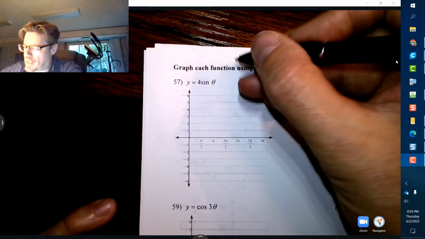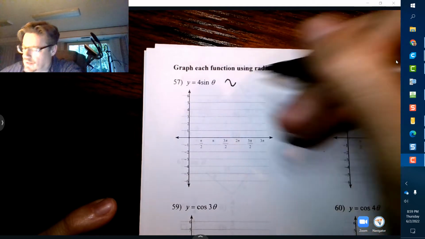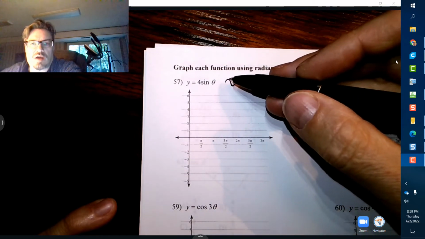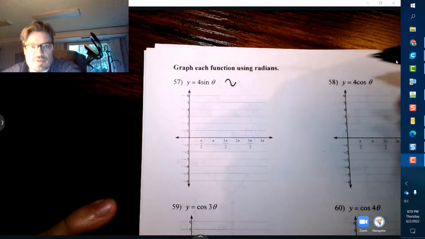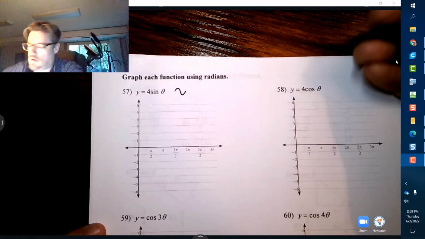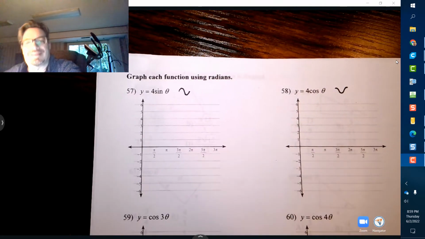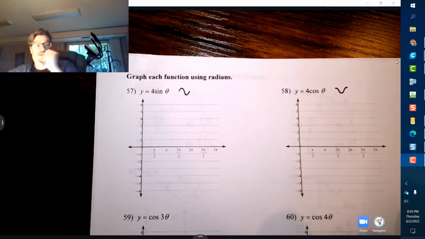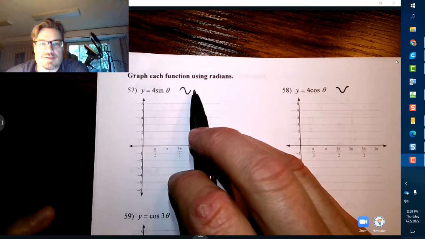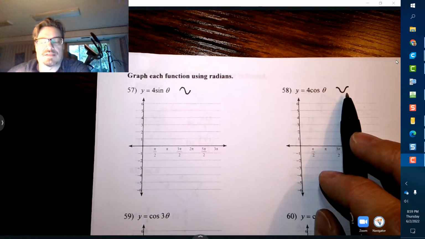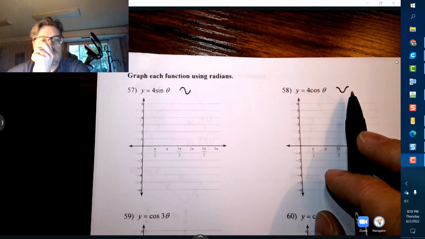So remember, sine looks like this. It starts in the middle, goes up, comes down, and then goes back to the middle. Cosine over here is similar, but it starts at the top and then ends at the top. That's its cycle, and then it just keeps repeating. So what we want to do is recognize that that's the initial pattern that we duplicate.